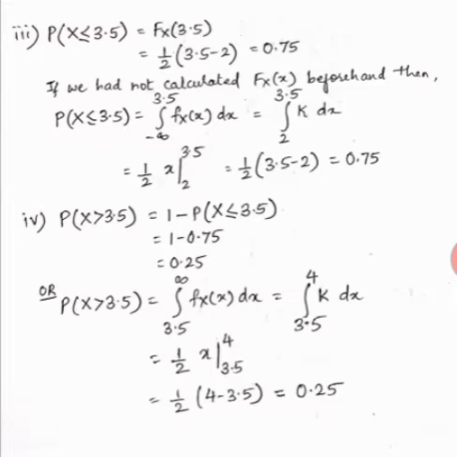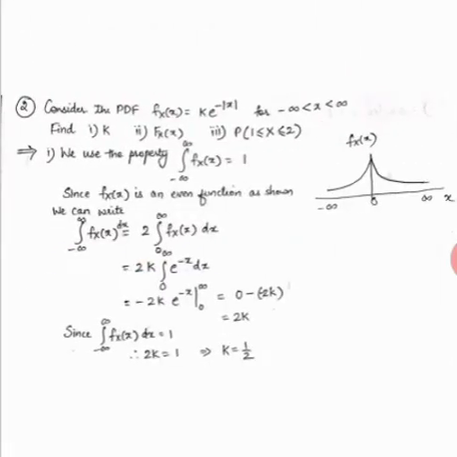The k value we have already calculated in the first part. So half into x, taking the values between 3.5 to 4. So we would have got the value half into 4 minus 3.5. We would have again got the same answer, 0.25. Okay, so this was the first numerical. We'll take a similar numerical.